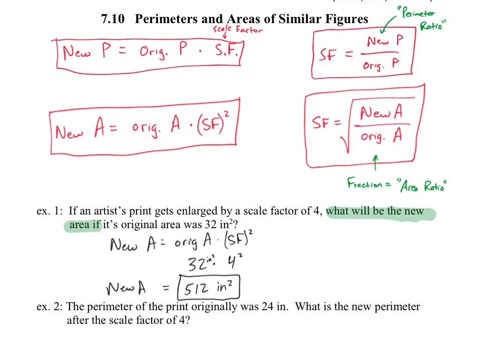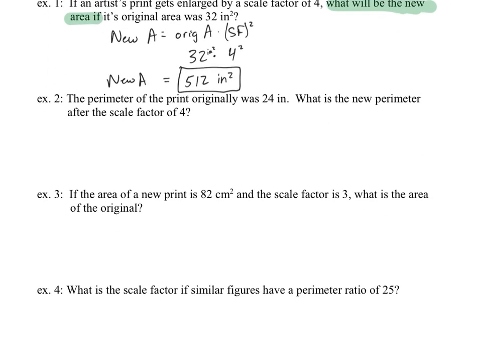So that'll be our easiest one to use. So I could write new P, new perimeter, equals the original perimeter, original P, times the scale factor. Please show your work, makes it so much easier.